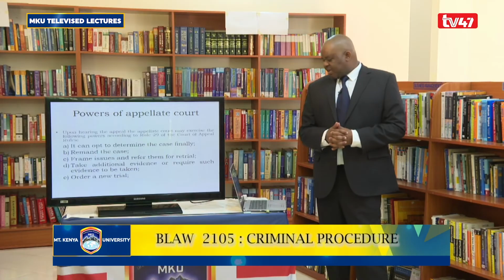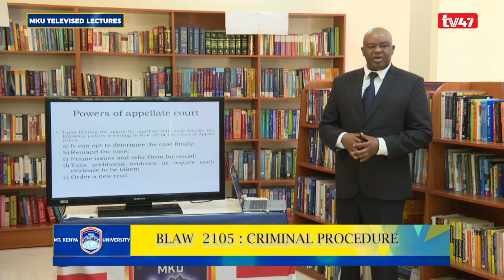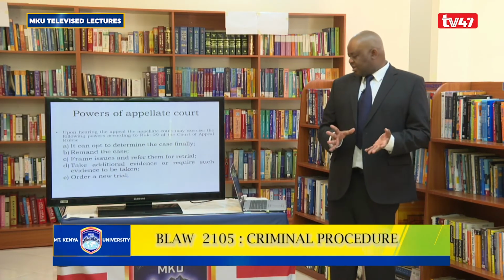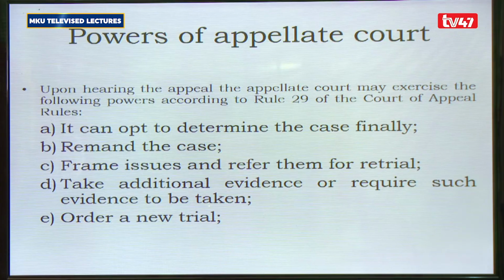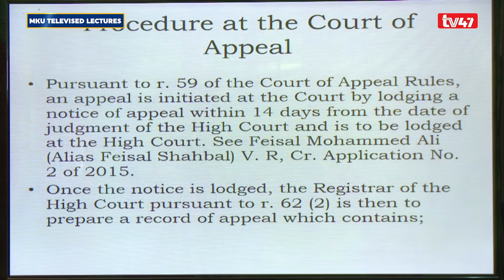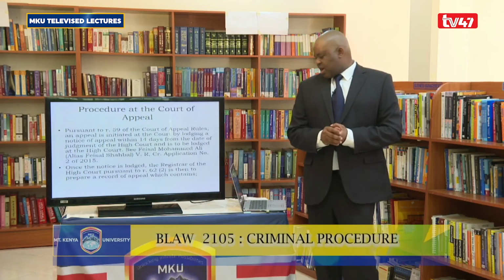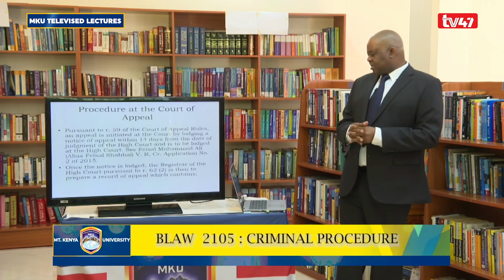At this point, the power of the appellate court itself can determine the matter finally. Then it can also remand the case, meaning that it can take the case back to the lower court or the initial trial court for a trial. It can also take additional evidence. It can also order for a new trial, and that would be the powers of the appellate court.